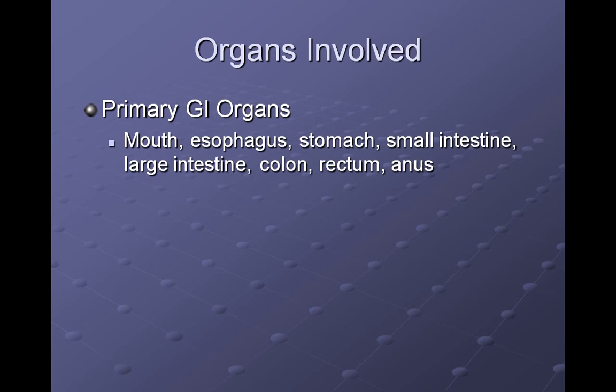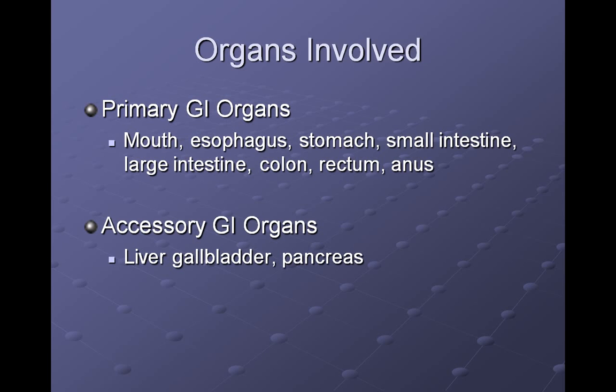The primary GI organs include the mouth, where mastication or chewing begins once a food substance is allowed to enter. The esophagus, the stomach, small intestines, large intestines, colon, rectum, and then food and liquids are expelled through the anus. Accessory GI organs include the liver, gallbladder, and pancreas.